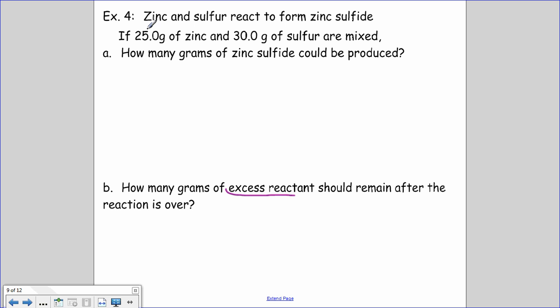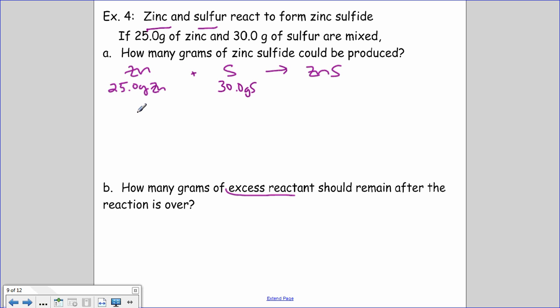All right, so first off, we have zinc reacting with sulfur to make zinc sulfide. Zinc has a 2+ charge, sulfur has a 2- charge. There we go. It's a 1 to 1 to 1 mole ratio. This question is going to be very easy for you in terms of math. So this is how I write this. I have 25.0 grams of zinc and I have 30.0 grams of sulfur.